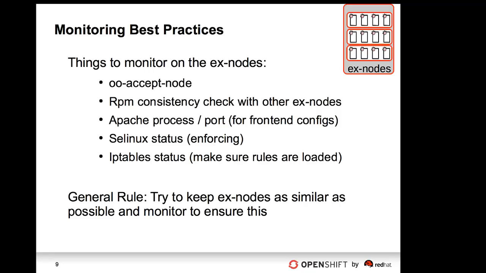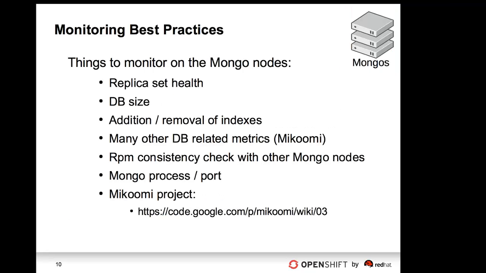So, all right. The next thing that we want to talk about is how to monitor the Mongo nodes. What we do is we monitor the replica set health, we monitor the database size, the addition and removal of indexes. So the addition and removal of indexes is actually extremely important because if you don't have the indexes that you're supposed to have, you won't get the performance out of Mongo that you expect.